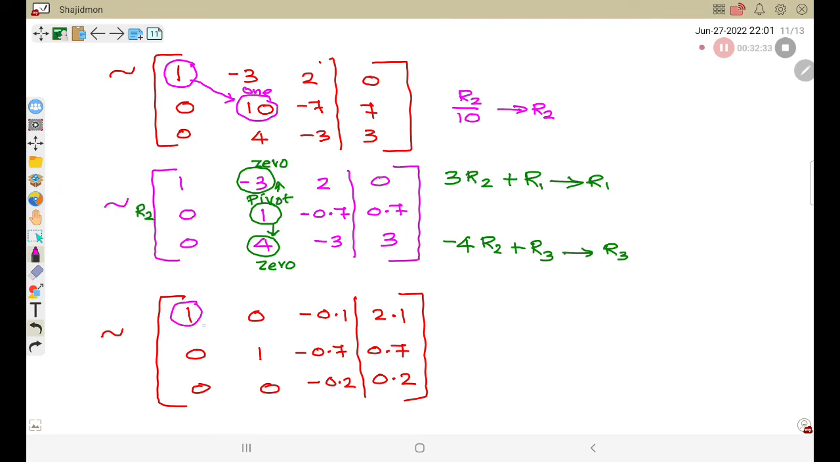Now, which number we need to change? So first we changed this number to 1, then we changed this number to 1 with 0 above and below. Now we need to change this number, it should be 1. So what row we need to change? Third row. So what we will do? Third row divided by the same number, minus 0.2.